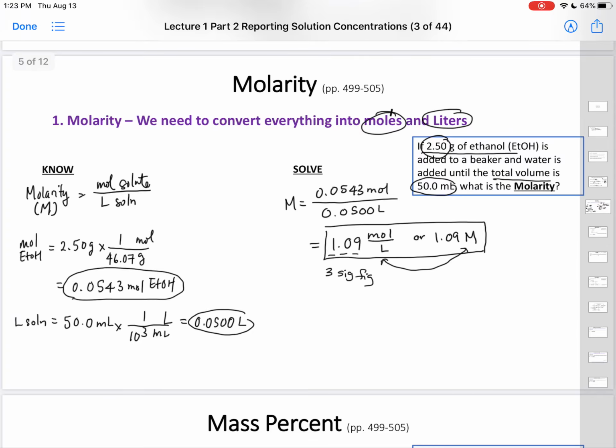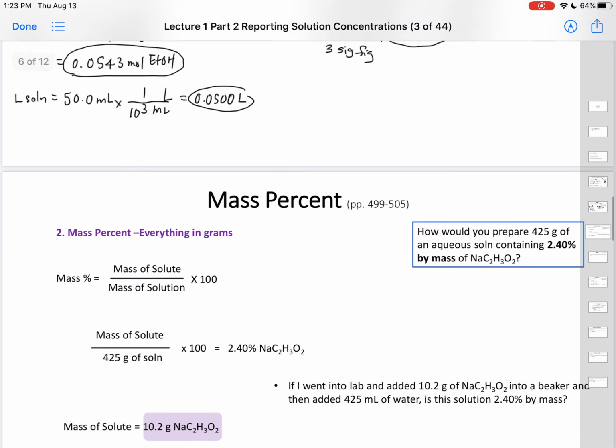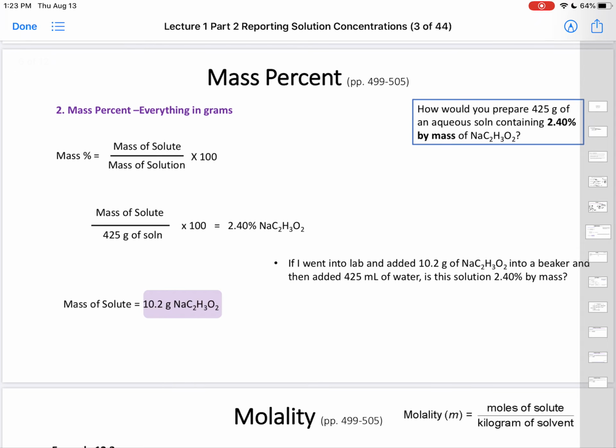All right. Molarity, that's the first way we calculate a solution's concentration. Mass percent is mass of solute over mass of solution. So it says here, how would you prepare 425 grams of an aqueous solution containing 2.40% by mass of sodium acetate? So remember, 425 is your total mass of the solution.